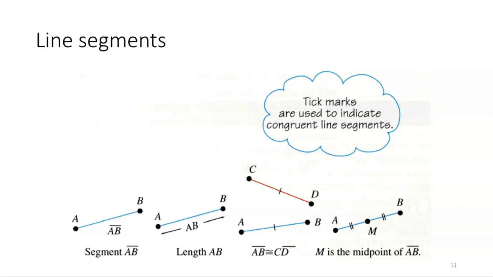So what we have here is, if I have AB with a bar over it, that's the segment AB. If I'm just saying AB, that's the length. If I have 2 different segments and there's little tick marks in them, that means that they're congruent and that they're the same length. And the last one there, if you notice, I have an M in between them, and then the left and right side of it are congruent. That M would be the midpoint.